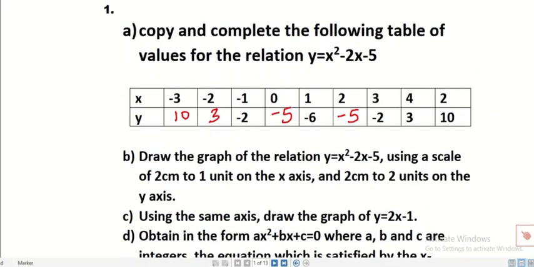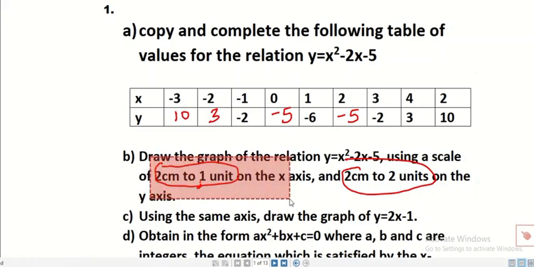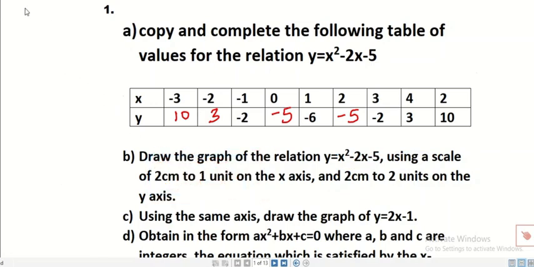Okay, now that the table is completed, we are going to look at the next question, which is draw the graph of the relation using 2 cm to 1 unit on the x-axis, and then 2 cm to 2 units on the y-axis. So these are the two main things I have to consider before going to plot my graph. Now let me tidy up the work first. I will now carry you to the graph, then we start plotting our graph.